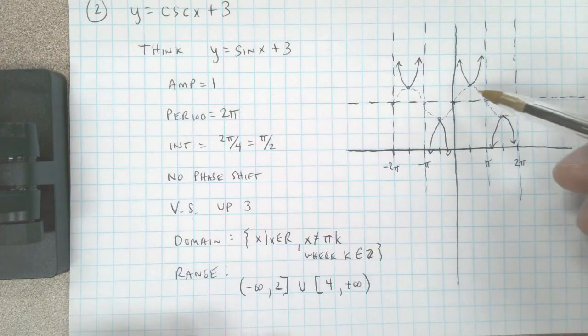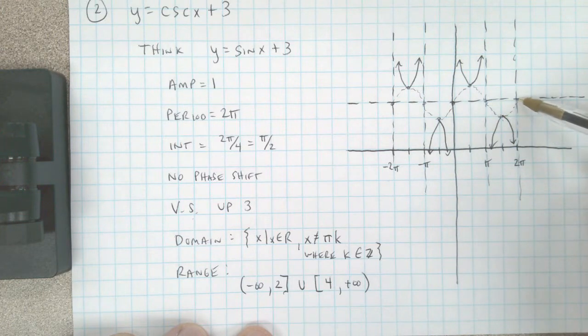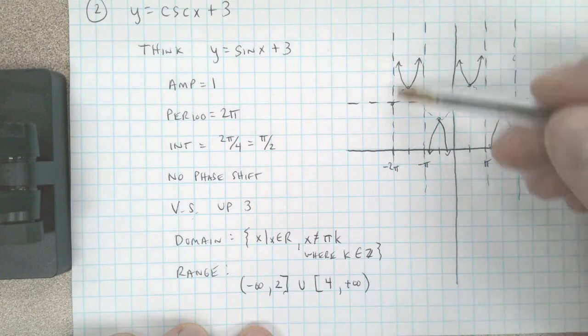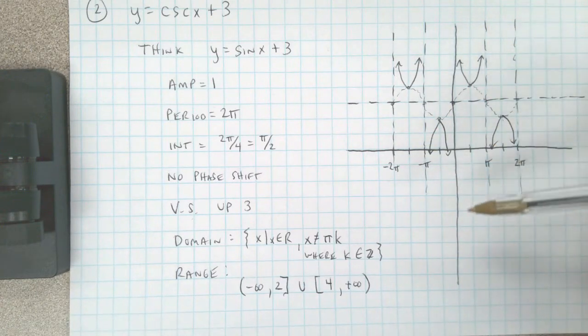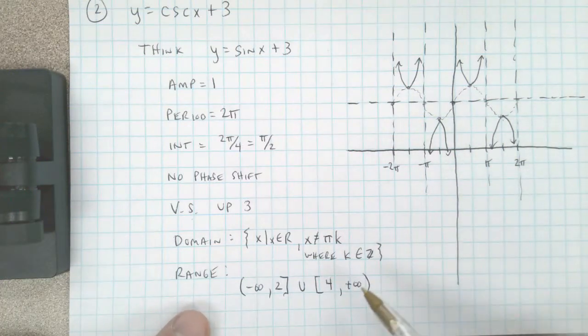Since it's a sine curve here, we're going to start at the midline. We're going to go up, back down through the midline. Again, our asymptotes are passing through any point where it's 0, or where the curve's passing through the midline.